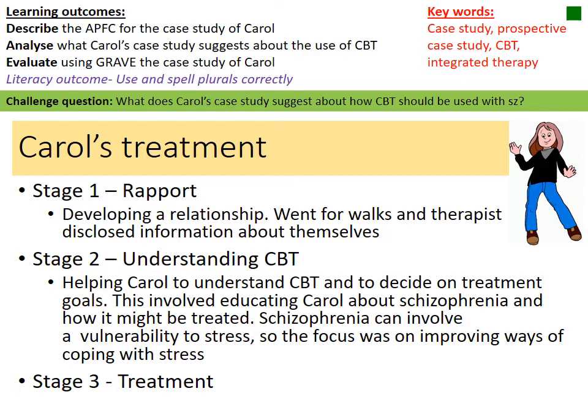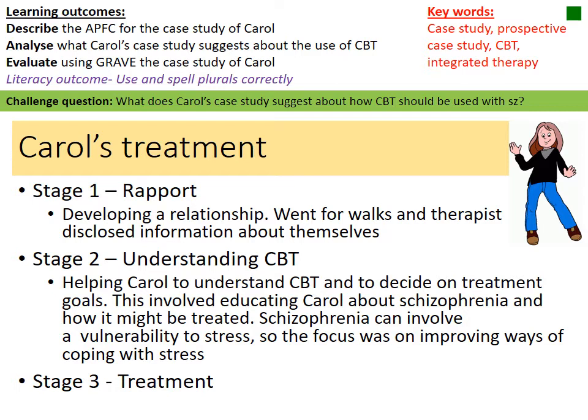In stage 2, it was really important that Carol understood CBT and decided on the treatment goals and what she wanted out of the process. Now, this meant educating Carol about schizophrenia and about different ways in which it might be treated. Schizophrenia can involve a vulnerability to stress, so Carol's focus was improving the way that she copes with stress.